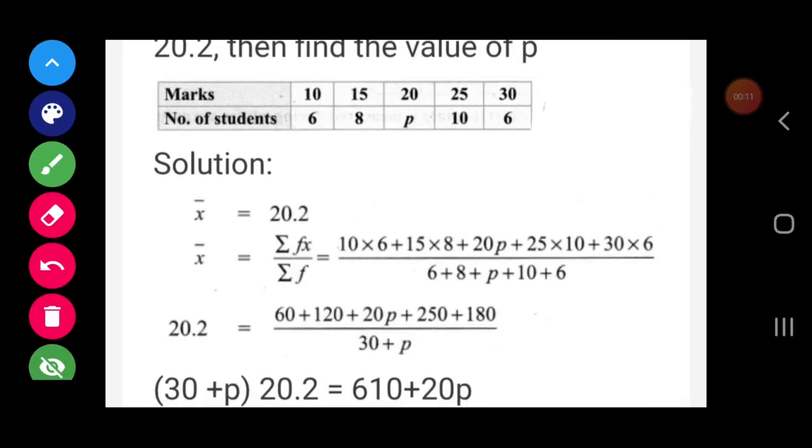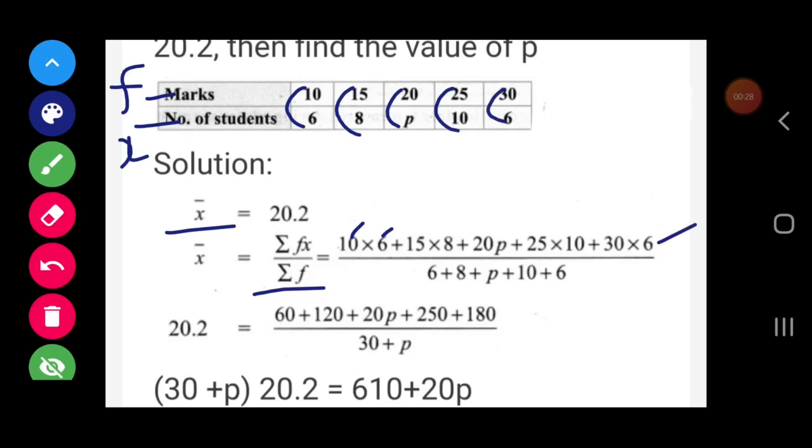Here the number of students will be the X value, and marks will be the F value. So the formula for X bar is nothing but summation Fx divided by summation F. Now 10 into 6, 15 into 8, 20 into P, 25 into 10, 30 into 6, divided by summation of F, that is the number of students, we have to add 6 plus 8 plus P plus 10 plus 6.